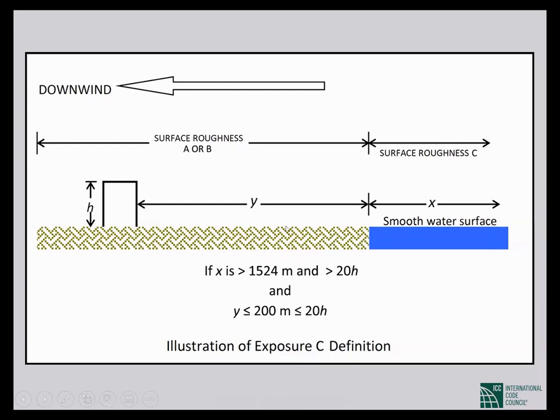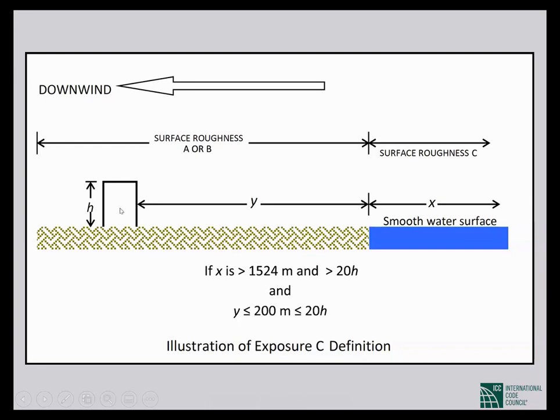Okay. Now, if you have exposure C here, the exposure C shall extend inland by a distance of 200 meters or 20 times the building height. So all of that will be exposure C. Actual exposure is A or B, but the exposure C shall extend inland by a distance of 200 meters or 20 times the building height.